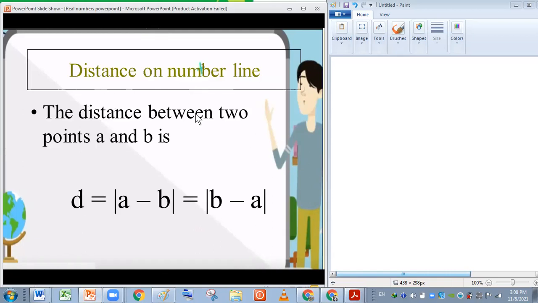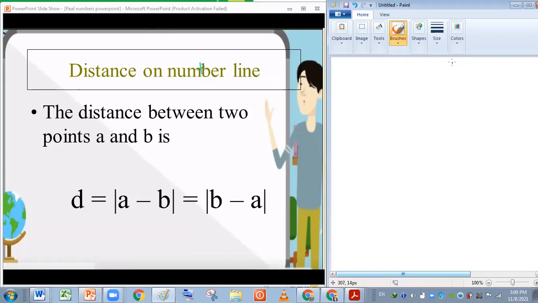So, distance on a number line. On a number line, to find the distance between 2 points a and b, you take the absolute value of the difference. For example, the distance between a and b is the absolute value of a minus b. The same way, it is also equal to the absolute value of b minus a.